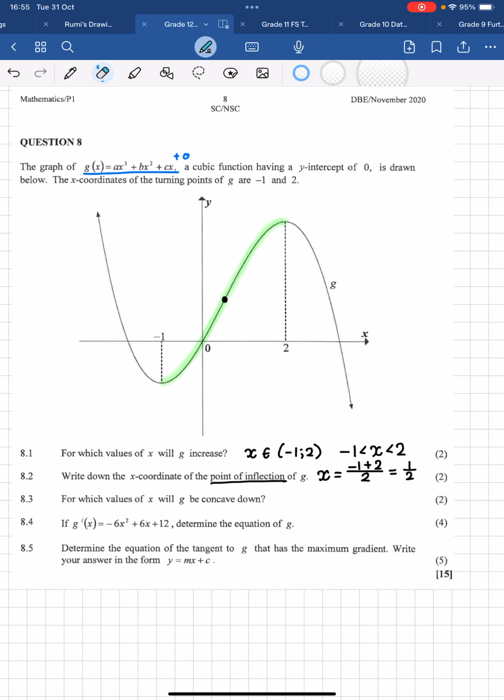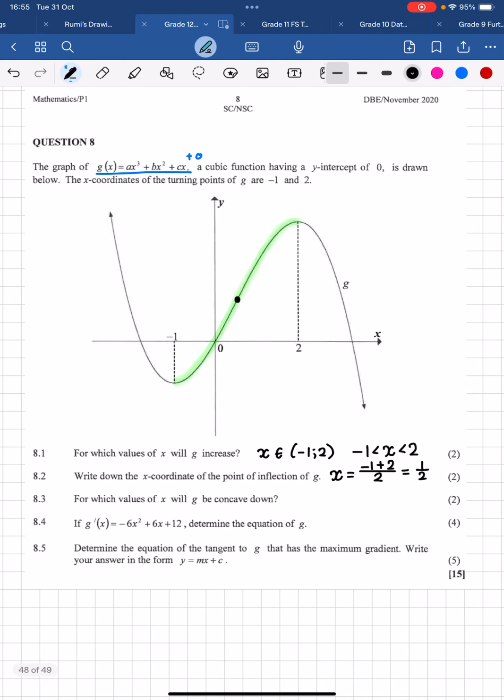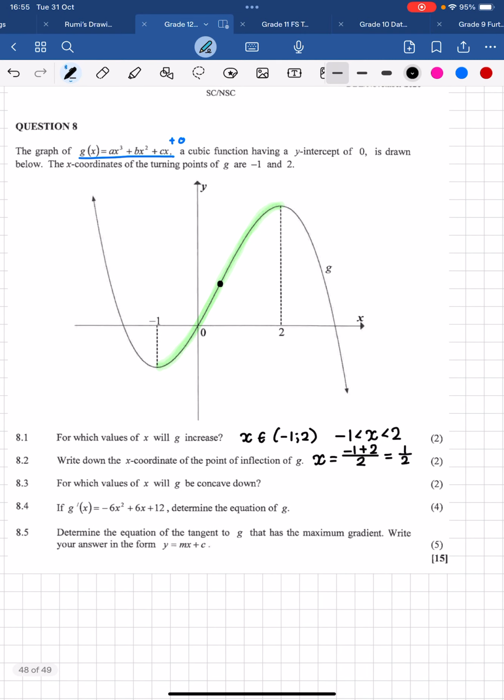Guys, some teachers don't even teach this shortcut because they prefer doing the second derivative equal to 0, but in this case, we couldn't even do that. We had to find the midpoint, essentially, between the two turning points. All right, so that was a half. So this x value here, I'm just going to indicate it, is a half. I still don't know what the y value is, but that's fine.